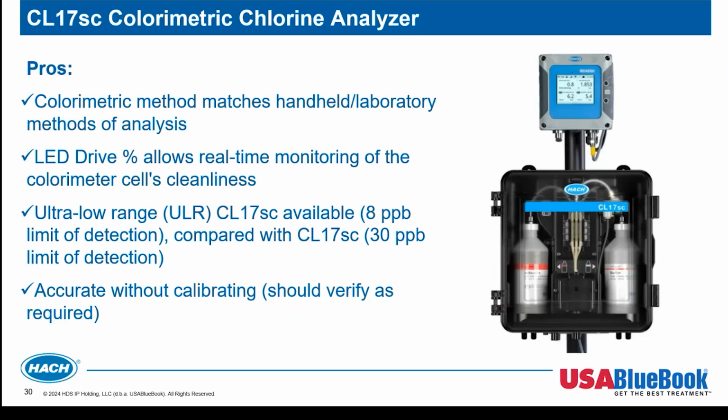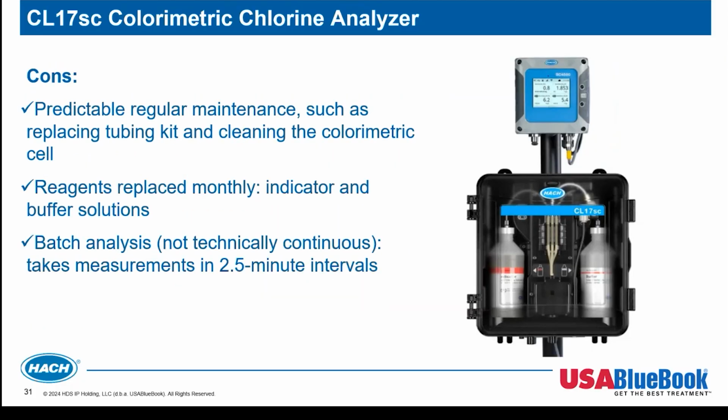We also offer an ultra low range instrument as well. This has an increased limit of detection all the way down to 8 parts per billion, compared to the 30 parts per billion of our CL17sc. So if you are in a situation where you're constantly reading low and you really want that added confidence, I would really suggest our ultra low range CL17sc. Of course, another pro is that this does not require calibrations, but we do require verifications of the instrument. Typically, those verifications are going to be done with a handheld or a laboratory instrument, and so that's a nice plus there. No more calibrations. Go ahead on to the next slide.